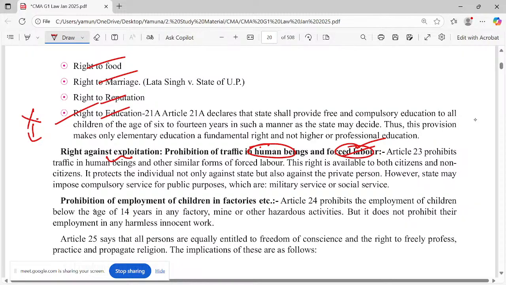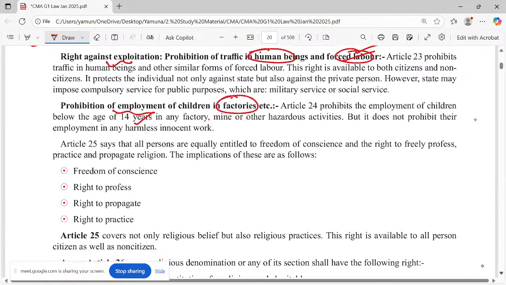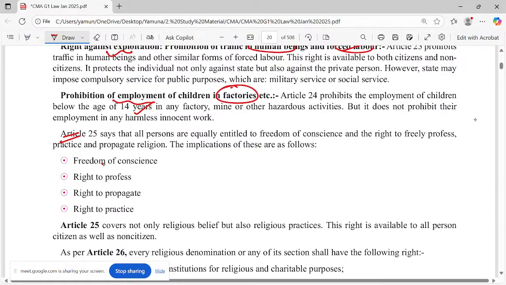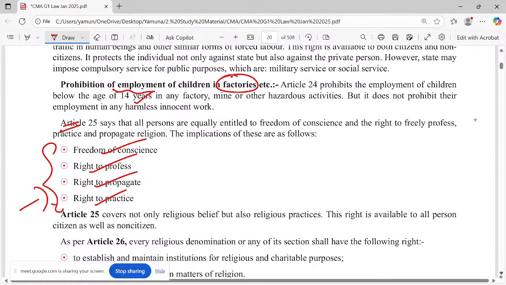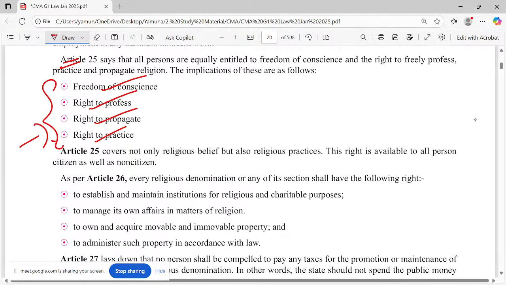Okay. Prohibition of employment of children in factories above the age of 14 years is allowed, because 6 to 14 years is compulsory education, not allowed. Then Factories Act. Then Article 25 talks about freedom of conscience, freedom to profess, freedom to propagate, and freedom to practice. You can do anything. So complete freedom is there. And freedom covers not only religious belief but also religious practices.